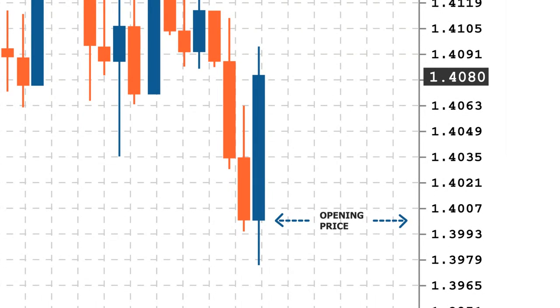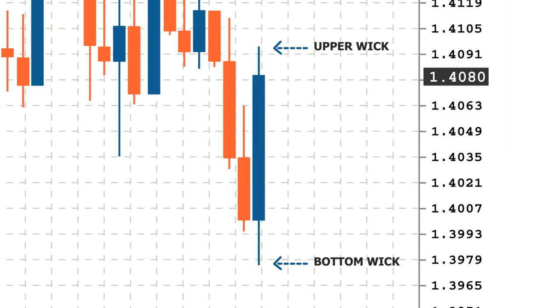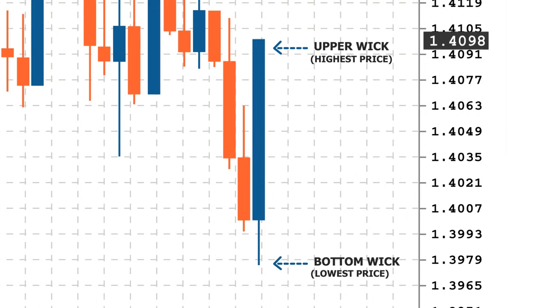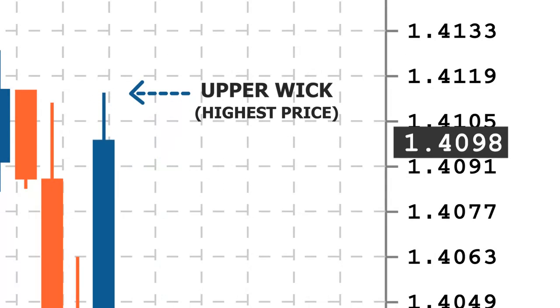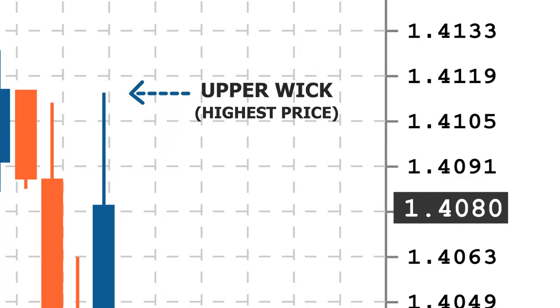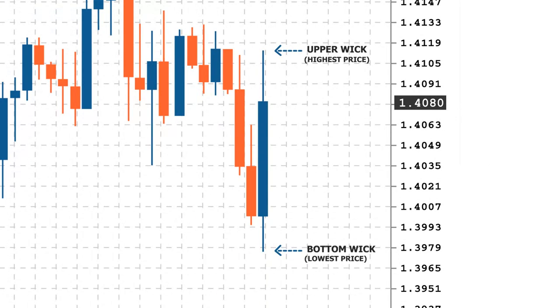Curious about these sticks? They are called wicks, and they tell you the highest and lowest price during the period that the candlestick represents. For example, the candlestick just reached a new high, and you can see that the wicks remain after the price goes down again. So you can see where the highest and the lowest price were after the price retraced from the low and the high of that period.